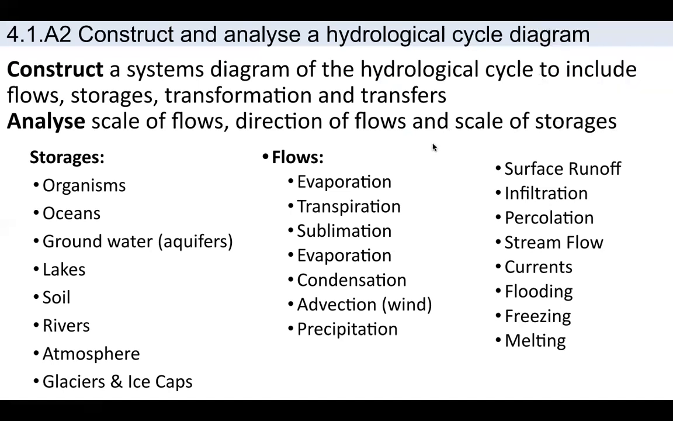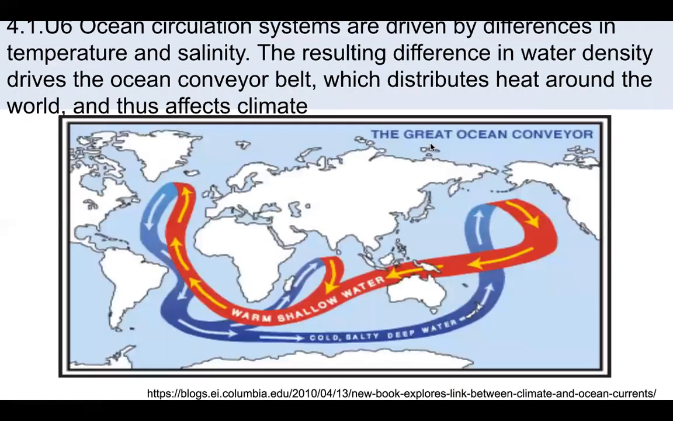And then we have the ocean circulation system. This is driven by differences in temperature and salinity, or how salty the water is. So we can see the warmer water here in red, warm shallow water, and then in blue, the cold, salty, and deep water. So this is really driven by an influx of cold, salty water up here in the poles.